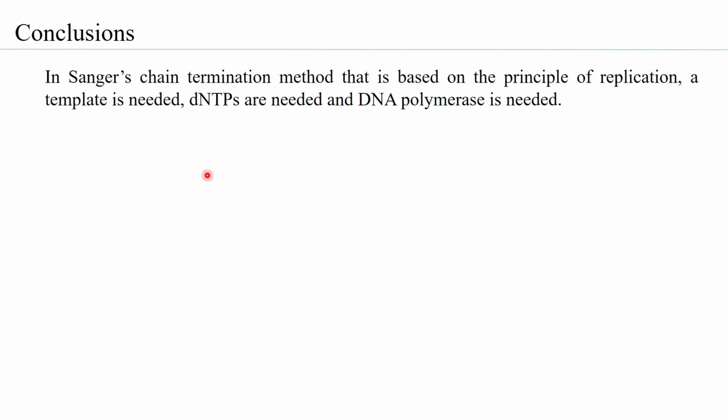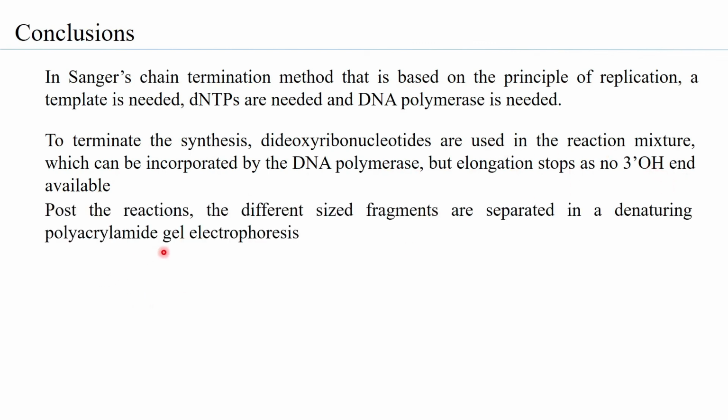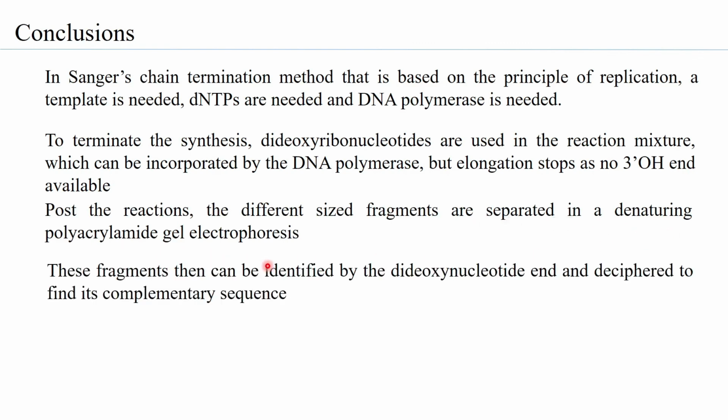So let us make the conclusions. In Sanger's chain termination method, which is based on the principle of replication, a template is needed, dNTPs are needed, and DNA polymerase is needed. To terminate the synthesis, dideoxyribonucleotides are used in the reaction mixture, which can be incorporated by the DNA polymerase, but from that point on, elongation stops as there is no 3' OH end available. Post the reactions, the different size fragments are separated in a denaturing polyacrylamide gel, and then these fragments can be identified by the dideoxynucleotide end and deciphered to find the complementary sequence.